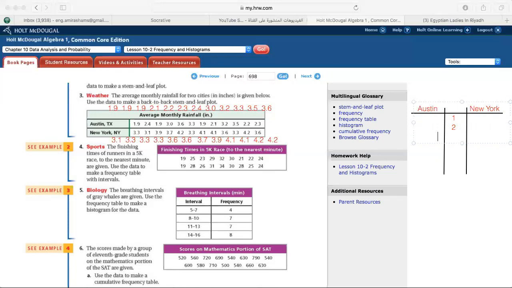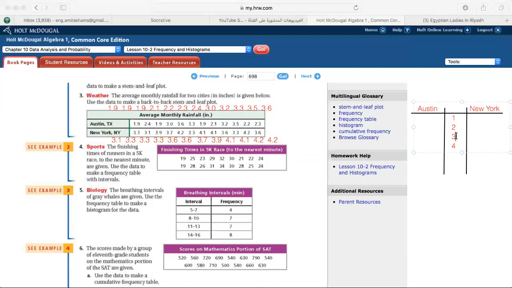Then I will write 3 as the stem. What are the numbers that I'm writing? I'm writing the numbers that are in the first digit, because as we said, the last digit I always put in the leaves and the other digits I put in the stem. 3 and 4 I'm going to use for New York. 1 and 2 I wrote because I'm going to use them for Austin.